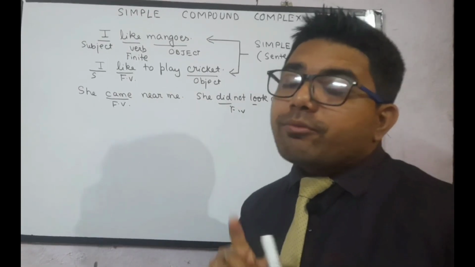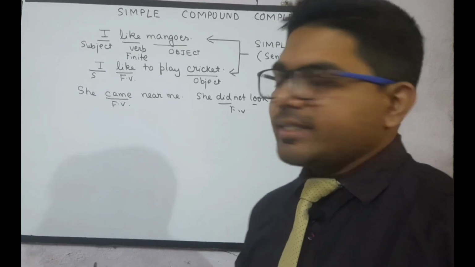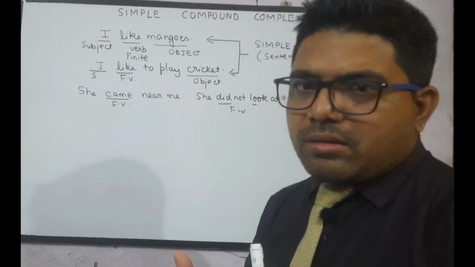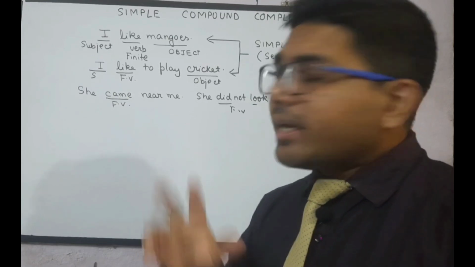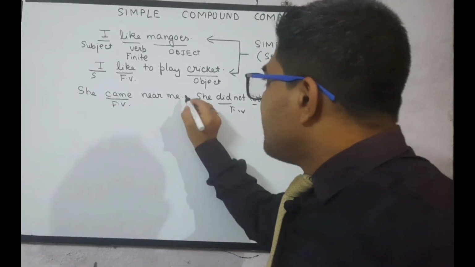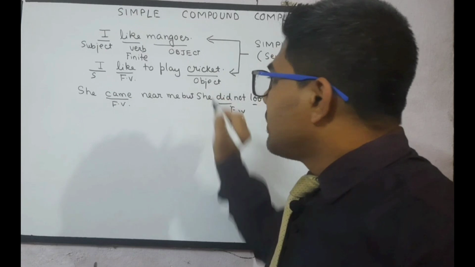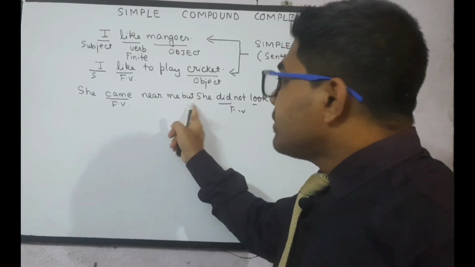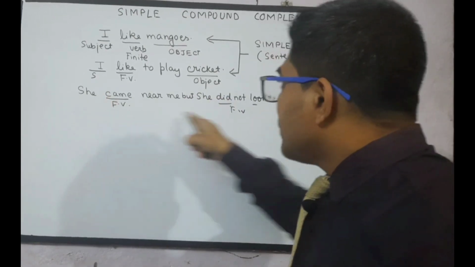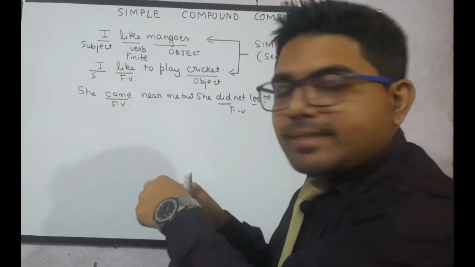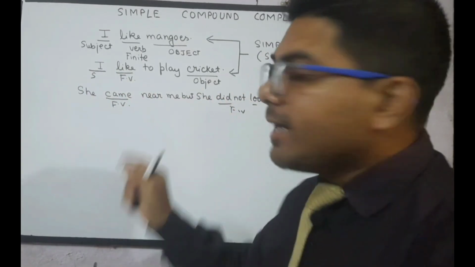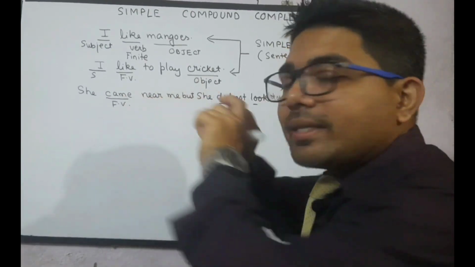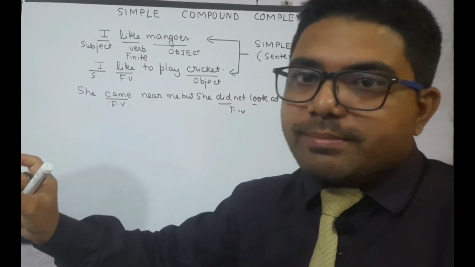Okay, now if we are asked to join these two sentences, she came near me, she did not look at me, we can join these two sentences using but. Okay, so after joining with but, we have got one big sentence. पहले दो छोटा छोटा sentences था या दो अलग अलग sentences था. After joining with but, we have got one single big sentence. एक बड़ा sentence मिल गया है.